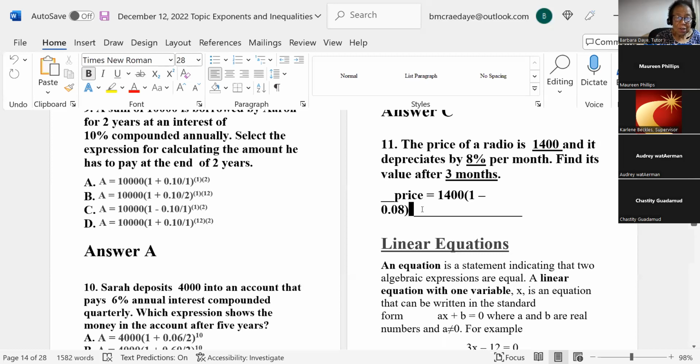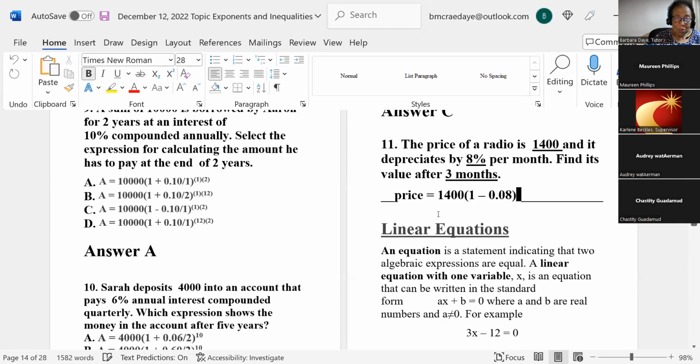You have to find the value after 3 months. So where did you use the 3 months? I put it up there, I always call it up there, you know, the exponent? Yeah, the exponent. Okay, so what was your exponent? The exponent was 3. Okay, so you put 3.